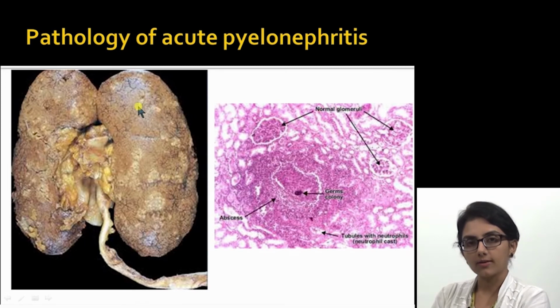So what would be the gross appearance of an acute pyelonephritis? Here in this image, you can see a case in which there was most likely hematogenous spread and the seeding of these small abscesses, which you can also note on microscopy, with bacteria in the center of the abscess.